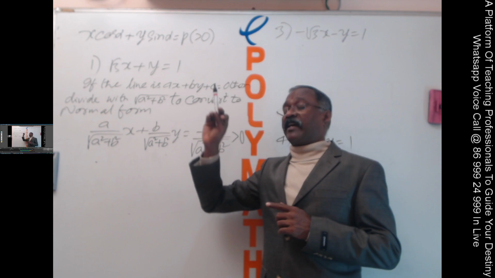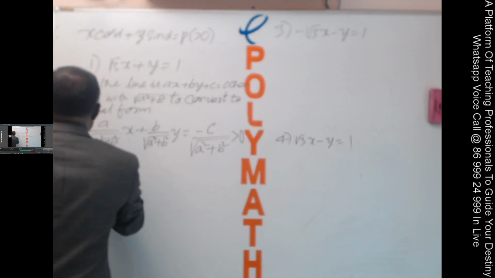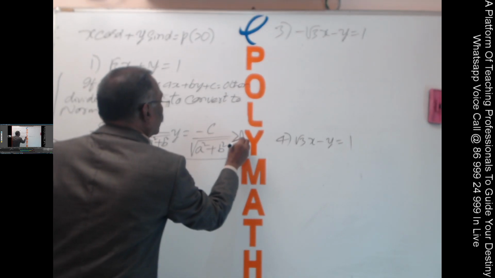So here it is root 3x plus y is equal to 1. We have taken. This is a method. You have to remember this.